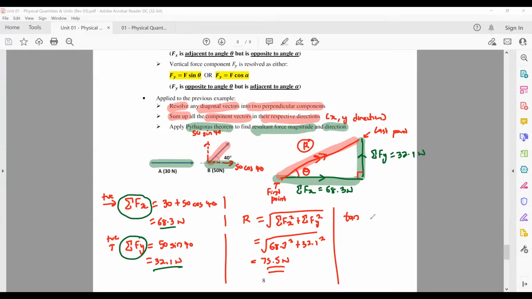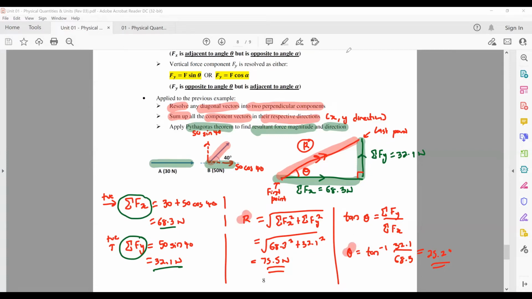And now, if I want to find the angle, say this one is angle theta, you can use your triangle functions here. You can say that tangent theta is the opposite side over the adjacent side. So you get sum of Fy over sum of Fx, giving you theta as arctangent of 32.1 over 68.3. So eventually you get your final answer as 25.2 degrees. Okay. Now this would be your resultant and your angle calculated out.